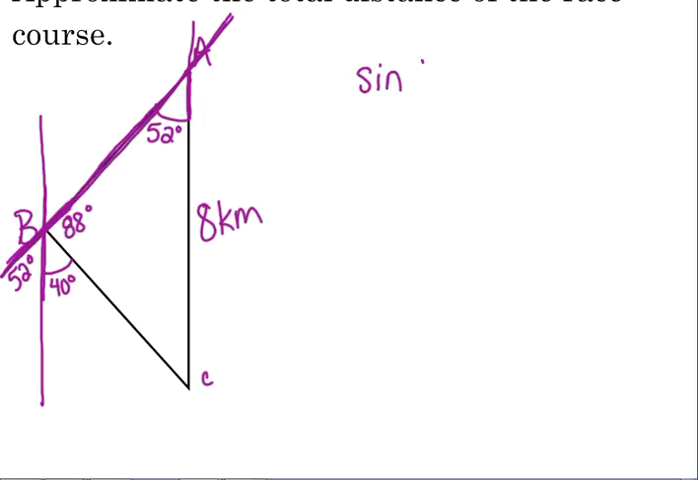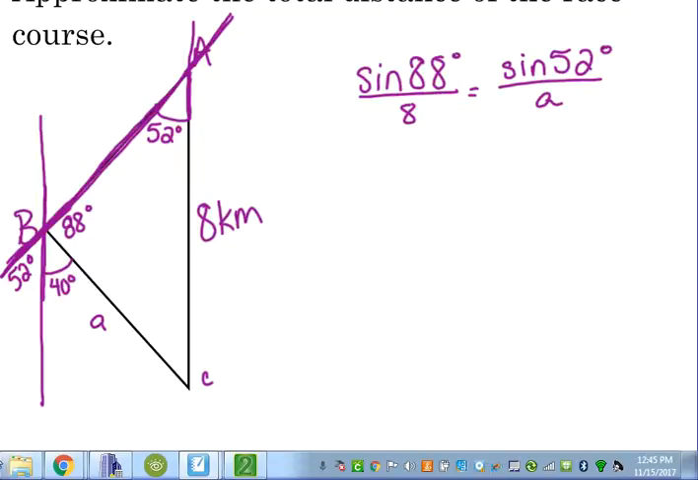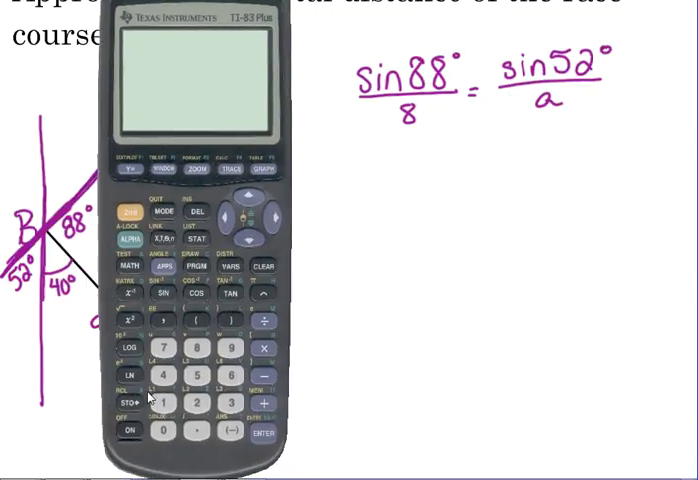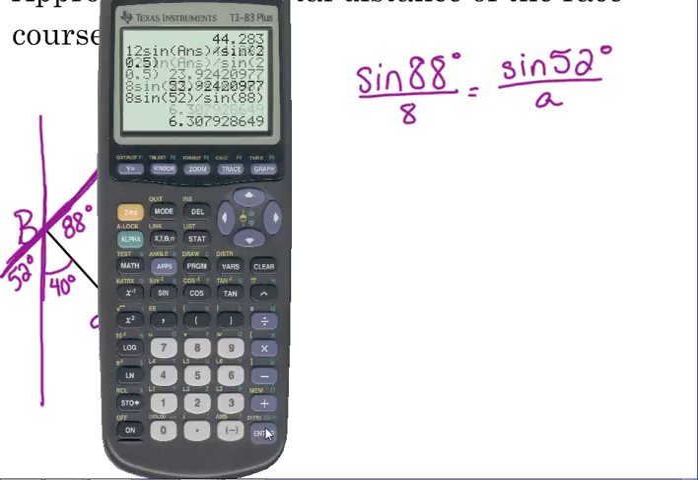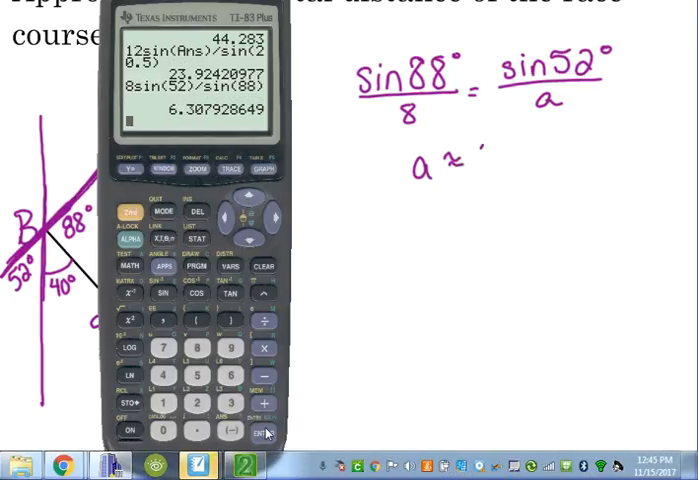So we can set up our law of sines. Sine of 88 degrees over 8 is equal to, it doesn't matter which one we go from there. I'm going to start with A since that's the one that they gave us. That'll give us side A right here. So 8 sine of 52 divided by the sine of 88. That gives us side A, 6.308 kilometers.